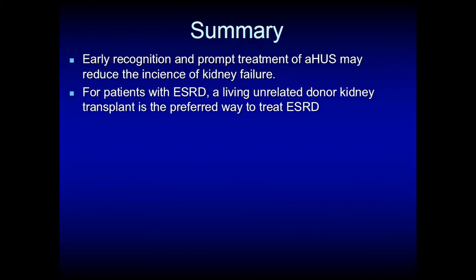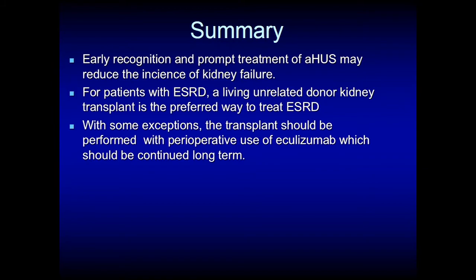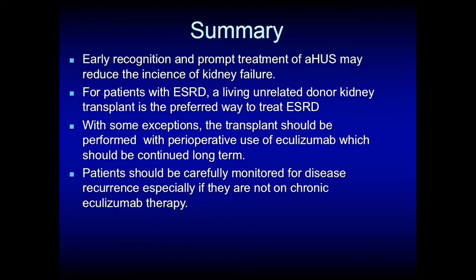For patients with end-stage renal disease, a living unrelated donor kidney transplant is the preferred way to treat end-stage renal disease. With some exceptions, the transplant should be performed with perioperative use of eculizumab, which should be continued long-term. Patients should be monitored carefully for disease recurrence, especially if they're not on chronic standard dose eculizumab therapy.